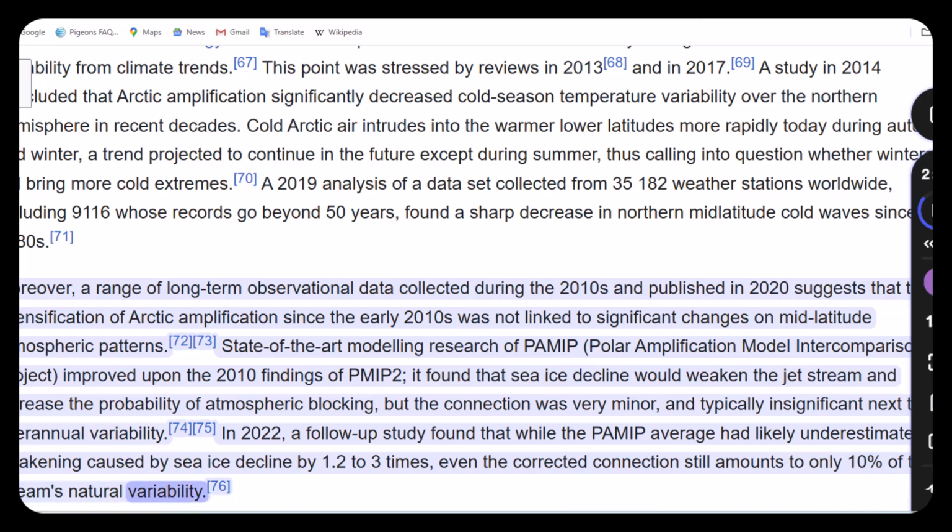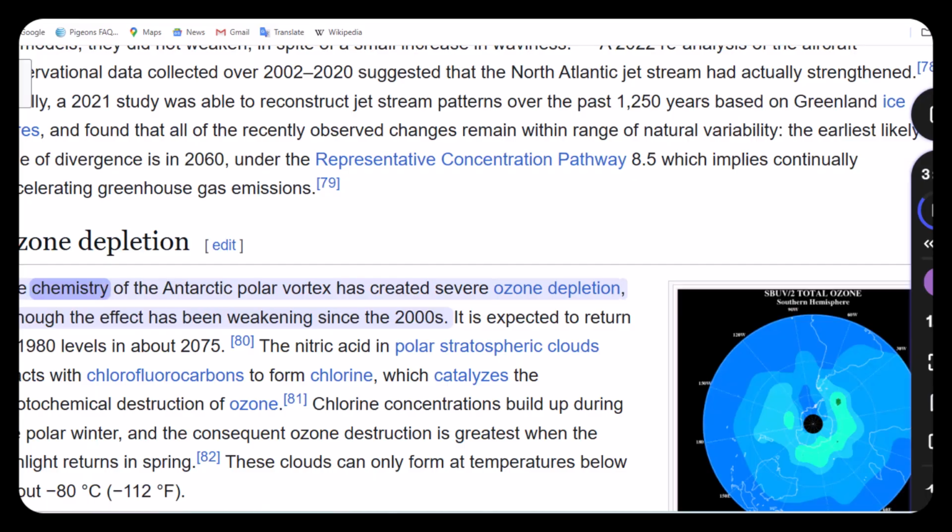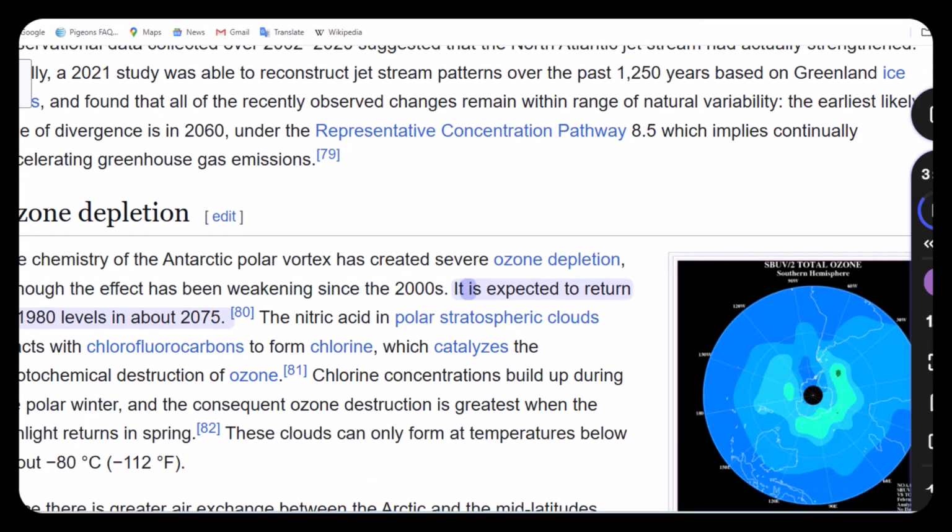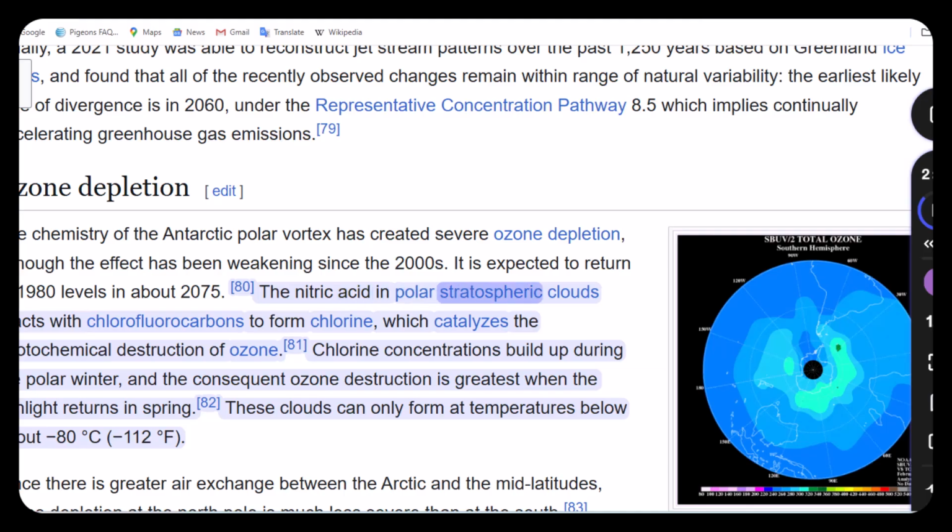Ozone depletion. The chemistry of the Antarctic polar vortex has created severe ozone depletion, although the effect has been weakening since the 2000s. It is expected to return to 1980 levels in about 2075. The nitric acid in polar stratospheric clouds reacts with chlorofluorocarbons to form chlorine, which catalyzes the photochemical destruction of ozone. Chlorine concentrations build up during the polar winter, and the consequent ozone destruction is greatest when the sunlight returns in spring.